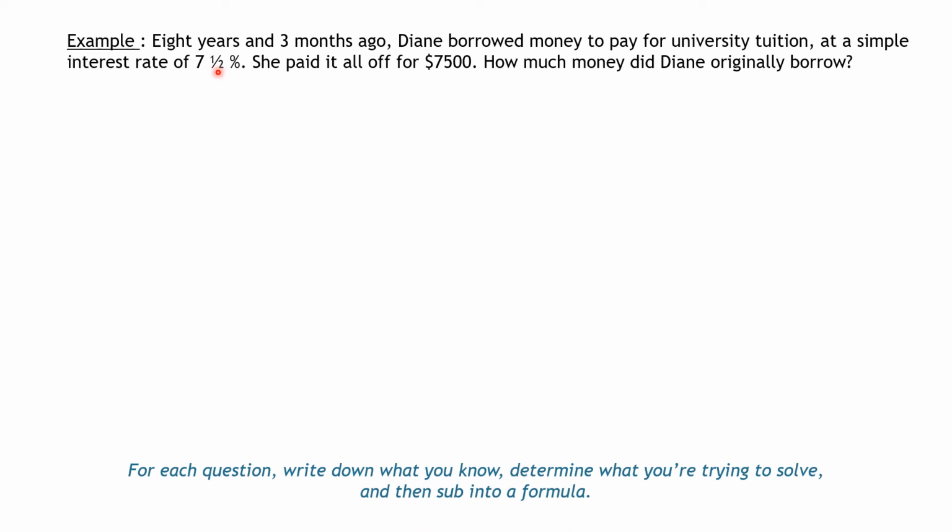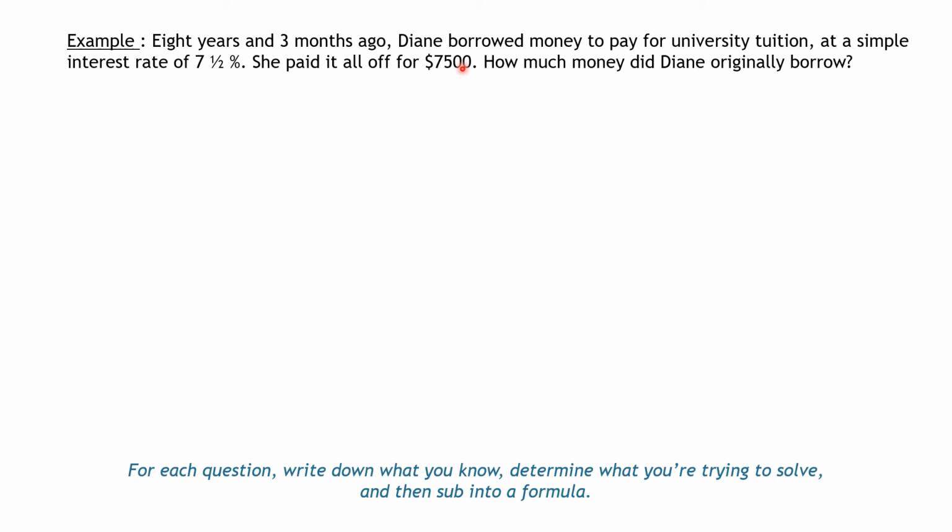Really important with word problems, you just do one, you comprehend one piece at a time. So when she signed up for this loan, this was the interest rate she was given. So she paid it all off for $7,500. So all that money she borrowed a long time ago, she's paid it all off for this much. So how much did she borrow in the first place if this is what it cost her 8 years and 3 months later?